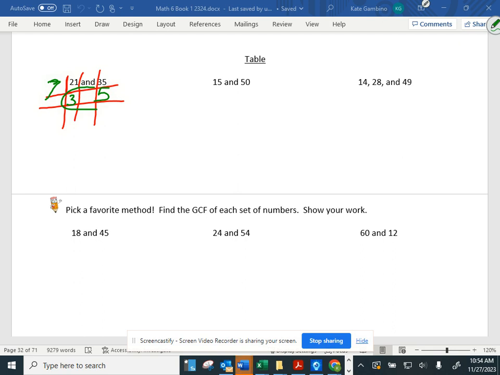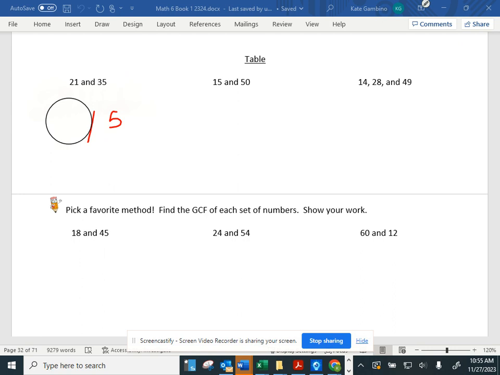Whoops, sorry, I'm jumping ahead. Let me do this a little bit cleaner. So we have 21 and 35. We take out the 7, we're left with the 3 and the 5. I don't have any other primes to take out. So my greatest common factor is whatever primes you can take out multiplied together. I can't take out anything else, so that is my greatest common factor.